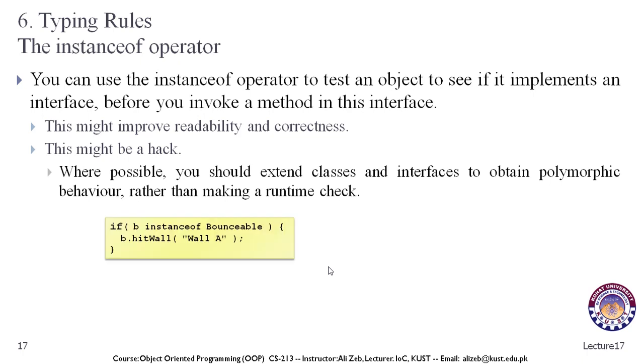If B, for example, is an object of any class that implements the Bounceable interface, we should be able to call the hitWall method of that class using the object B.